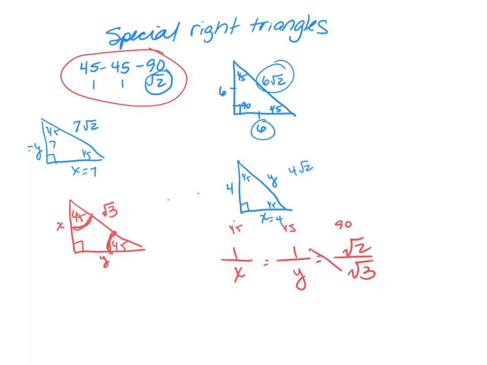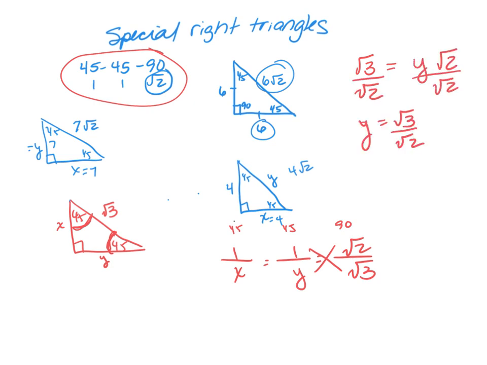So I'm going to cross multiply, and I get 1 times root 3 is root 3 equals Y times root 2. And now I divide both sides by root 2, and I get Y equals root 3 over root 2.